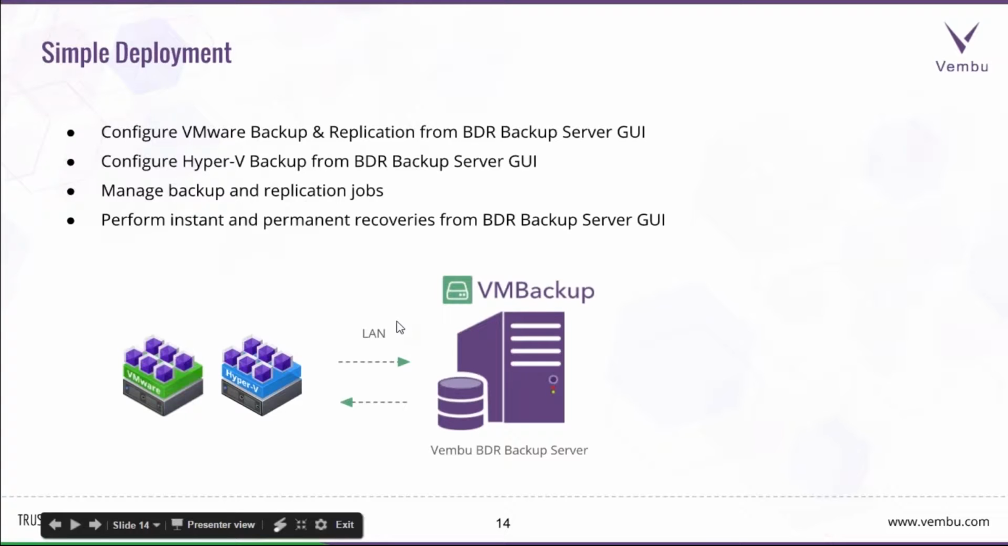So when we speak about the deployment methods, the very simple deployment method is the Vembu BDR backup server itself will have the option to configure backups, manage backups, perform restores, replications. Everything can be done from one single centralized console. We call it the Vembu BDR standalone protector console. And when we want to back up Hyper-V or VMware, you can directly add the VMware or Hyper-V credentials on the backup server console itself and manage all your backups from there. So this is a very simple deployment.